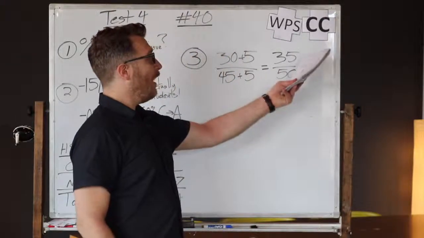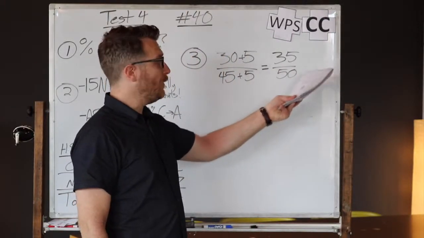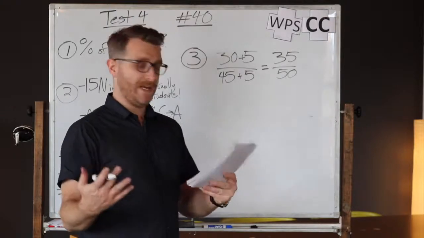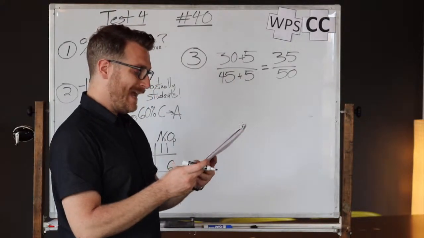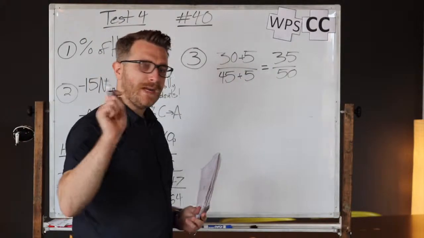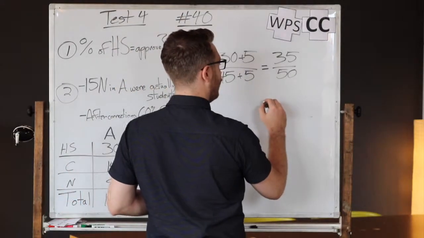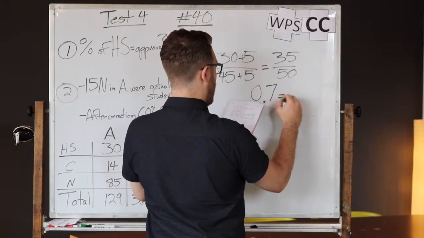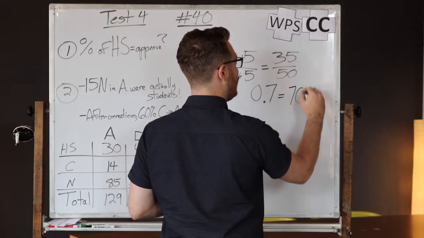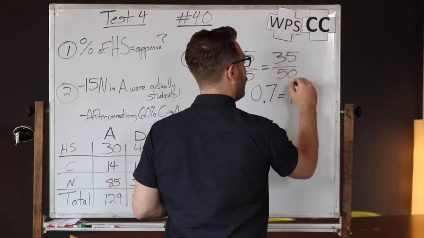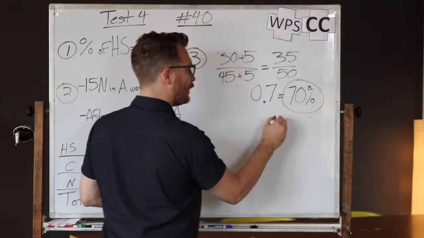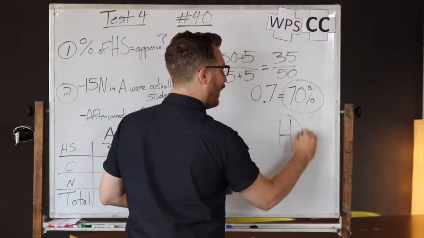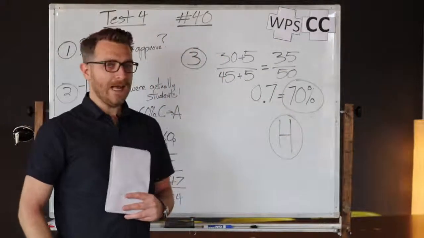That is the number of high school students who approve over the total number of high school students on our table now. Pop that in your calculator, 35 divided by 50, and you will get 0.7, which obviously, when converted to a percentage, equals 70% of high schoolers approve of the change, which is letter answer H.